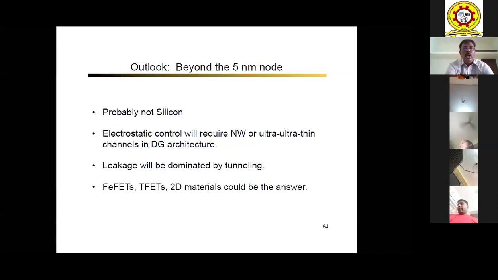Okay, beyond this, certainly not silicon anymore. Silicon is still somewhere there, but not completely on that. Electrostatic control will require nanowire or ultra-thin channels in DT architecture, double gate architecture. Leakage will be dominated by tunneling, and TFETs and 2D materials could be the answer for that.